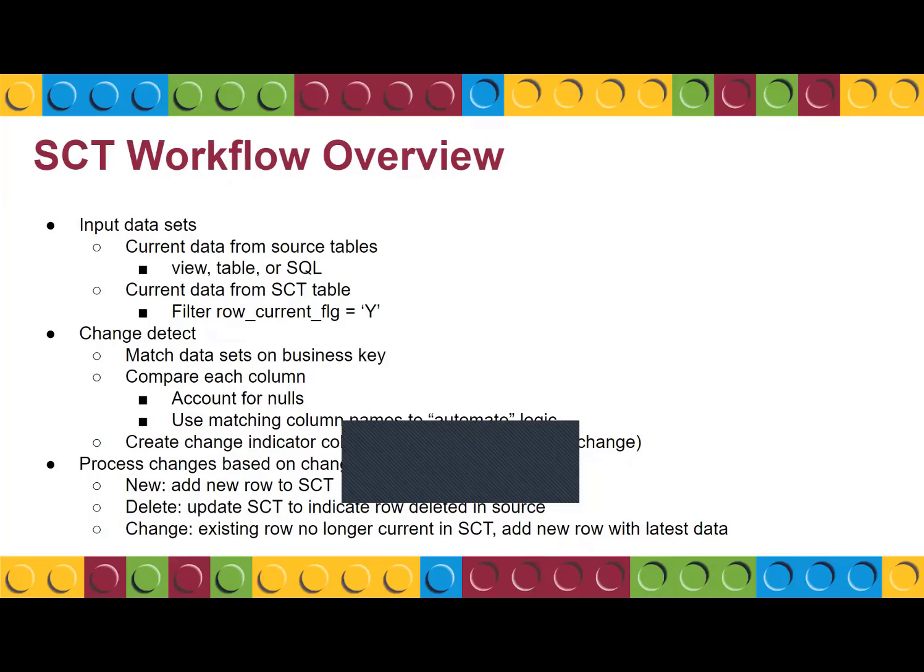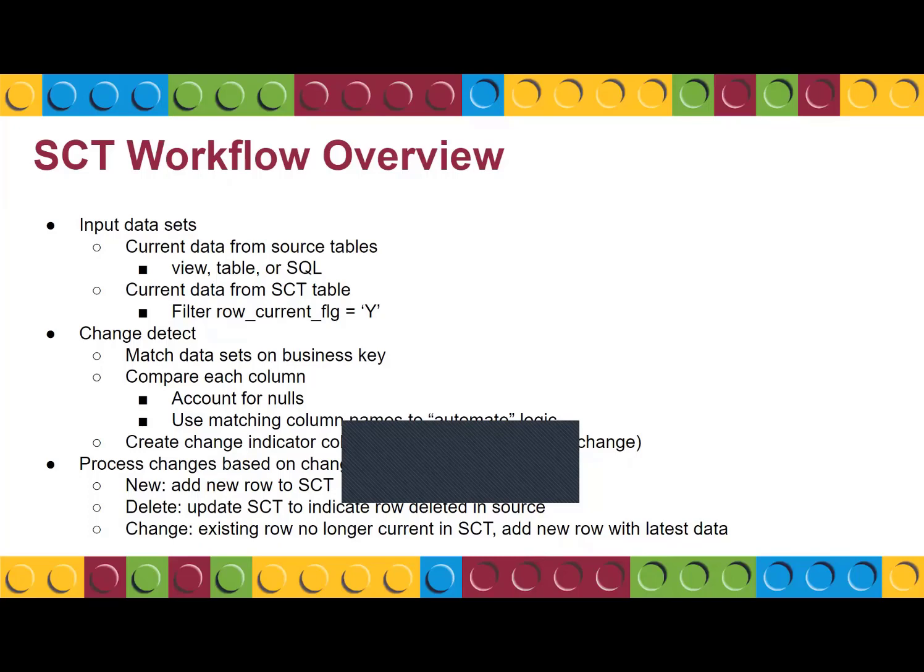Then you run those inputs through change detection logic, and we'll go into details of what that looks like in a little bit. But basically you're matching the two data sets on a given key or case. And then you compare each column. You account for nulls, because when you do comparison operators against nulls, you have to account for that. And then just a pro tip, you should probably make sure that your input data sets have the same naming convention so that you can automate that logic with the use of metadata.